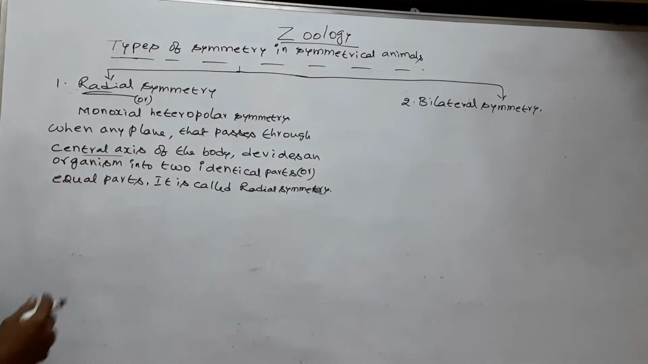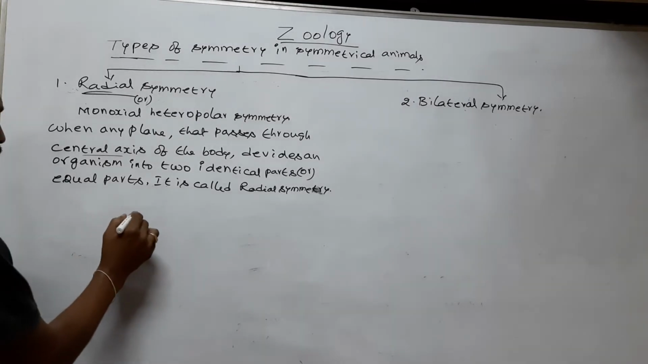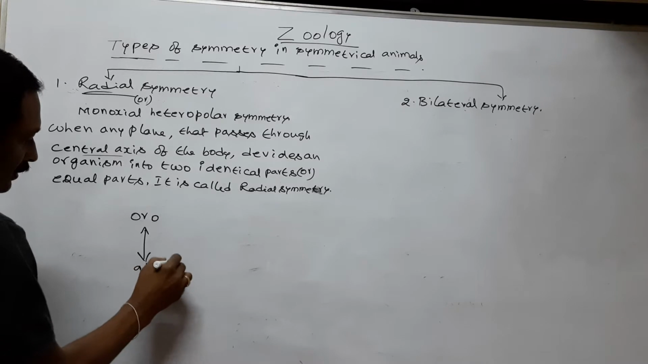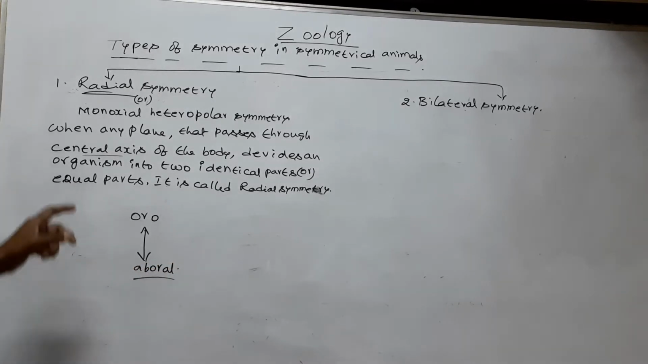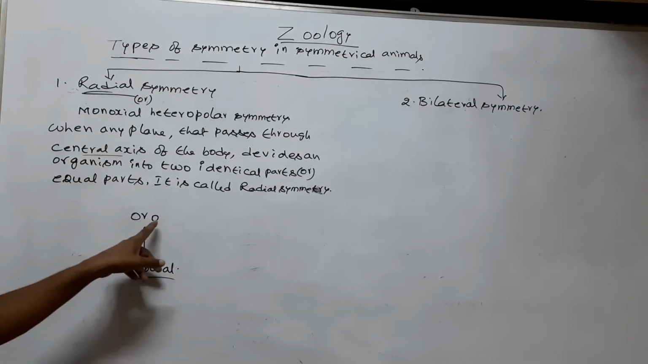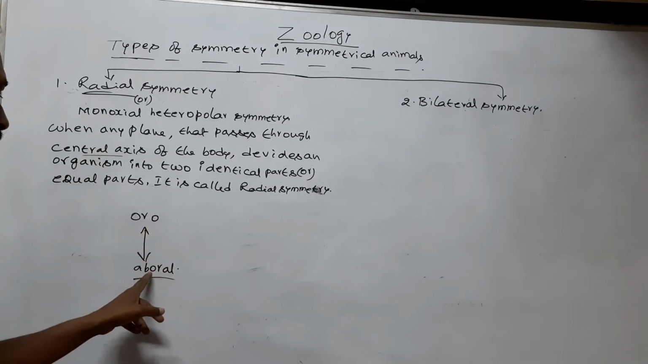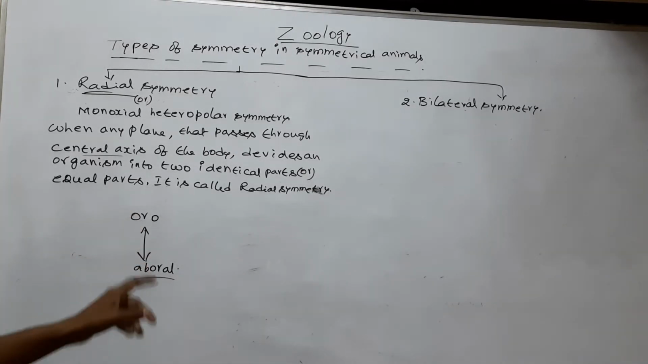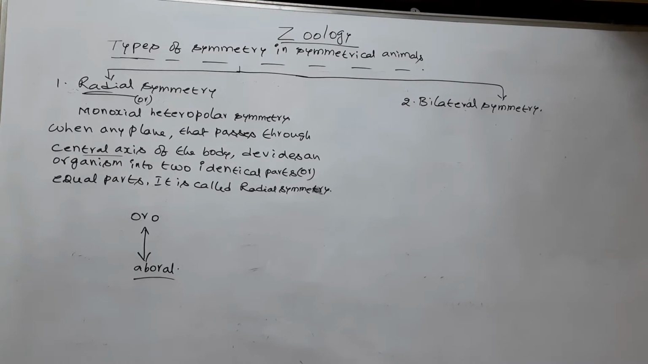The central axis is located between the oral and aboral axis. So the principal axis or central axis is located between the oral and aboral axis.